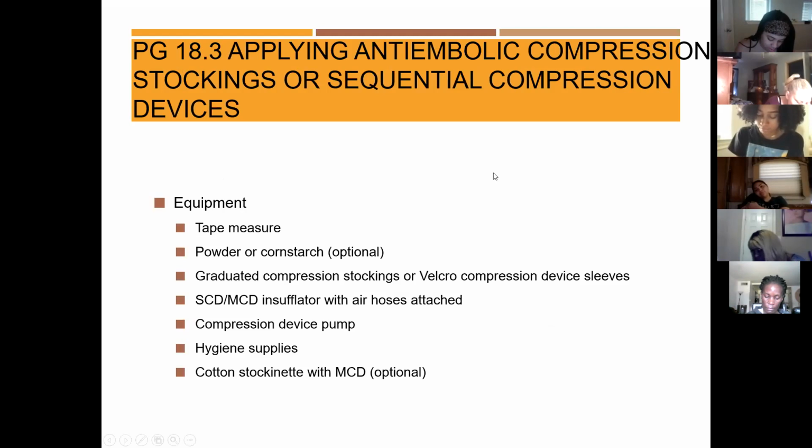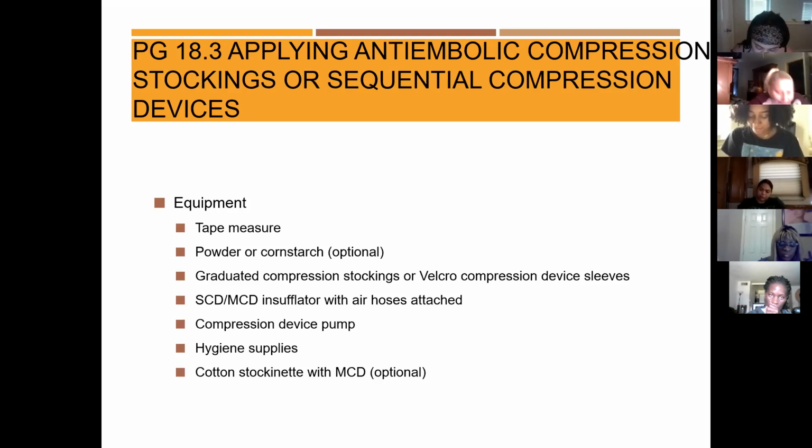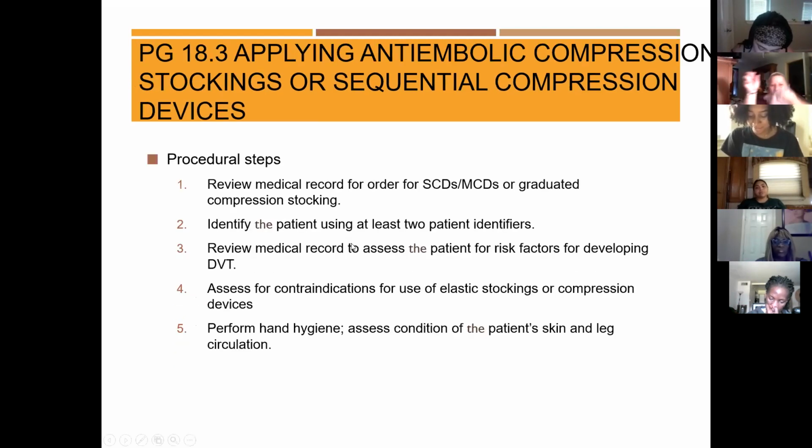All right, so you'll need your tape measure, and that is so that you can measure the leg. Our friends in Bookland said that using some sort of powder or cornstarch is helpful for putting them on, helping them get on easier. You'll need your compression stockings if you're using the TED hose, or you're going to need the Velcro compression device sleeves if you're using the SCD. You'll need the pump. If you're using the SCDs, they're very easy to operate. You basically put the Velcro sleeves on the patient, hook it up to the machine, and then turn it on. That's it. It's not hard, right?